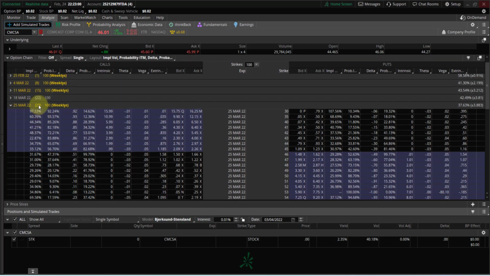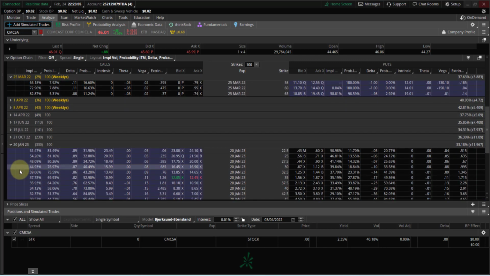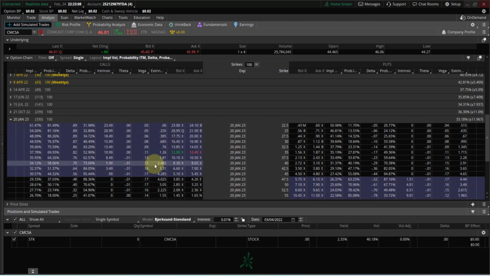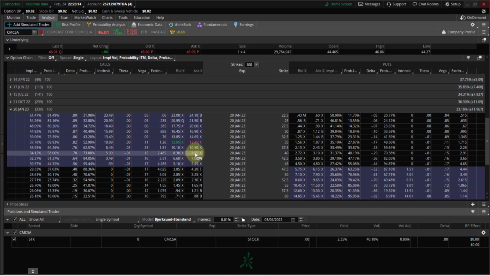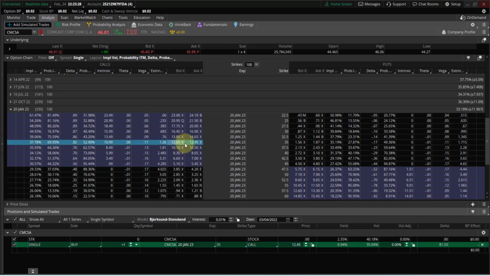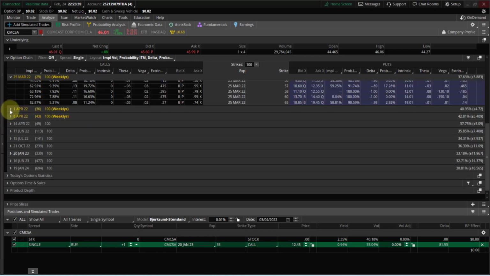I like to sell an option 30 days out, but let's look at the long-term option. I like to go a year out, so this January 20th, 2023 option here. And I like to go at least an 80 delta. So let's say I buy this 35 call option, and that would cost me about, in between the bid and ask, $1,220. So $1,220 for that long duration deep in the money option.